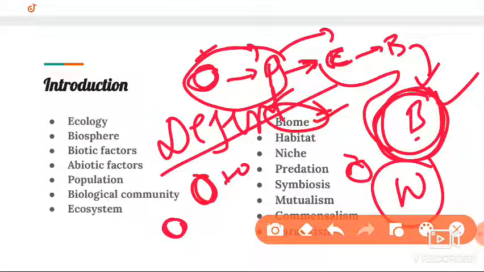Either it is a desert, a rainforest, or any other environment. Any other, that complete area.